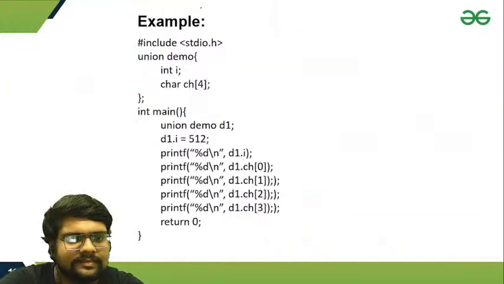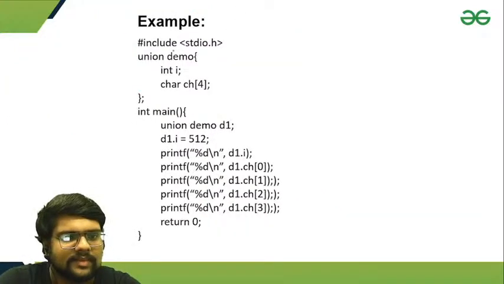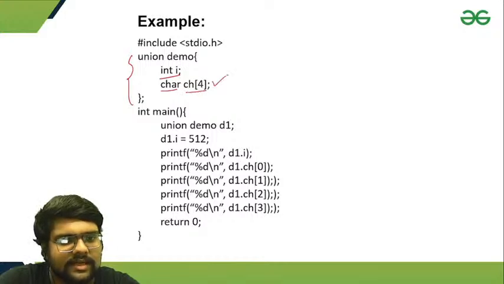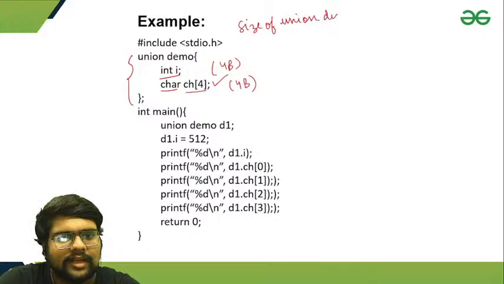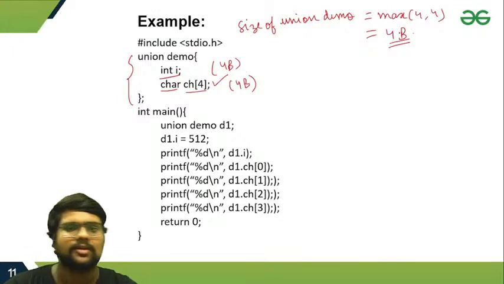In this example, we have a union demo in which we have an integer I, then we have a character array ch of size 4, so it is 4 bytes. So the size of the union demo will be max of 4 comma 4, that is 4 bytes. So 4 bytes will be allocated to this union.